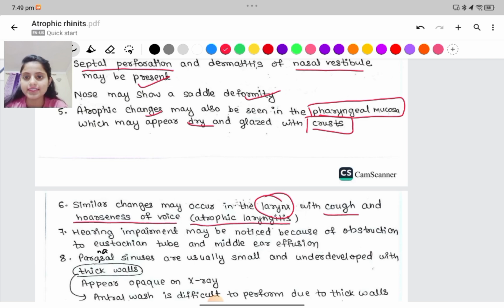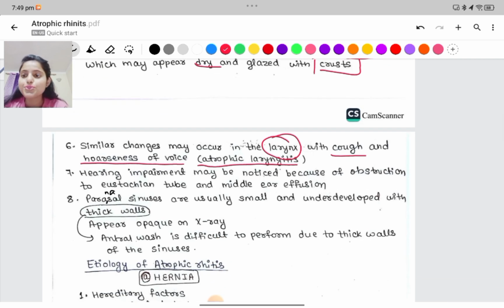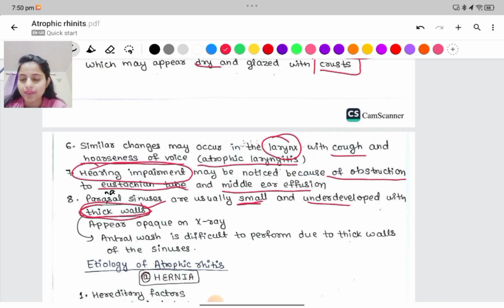Atrophic laryngitis. Due to blockage of the eustachian tube and middle ear effusion, hearing impairment can also be noticed. Paranasal sinuses are usually small and underdeveloped with thick walls. Due to the thick walls of the paranasal sinuses, antral wash becomes difficult to perform.